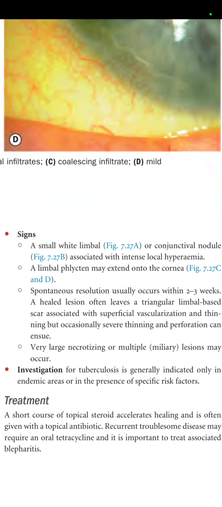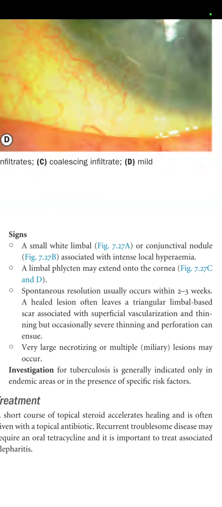A limbal phlycten may extend into the cornea. Spontaneous resolution occurs within 2 to 3 weeks. A healed lesion often leaves a triangular limbal based scar associated with superficial vascularization and thickening, but occasionally severe thinning and perforation can ensue. Very large necrotizing or multiple milliary lesions may occur.